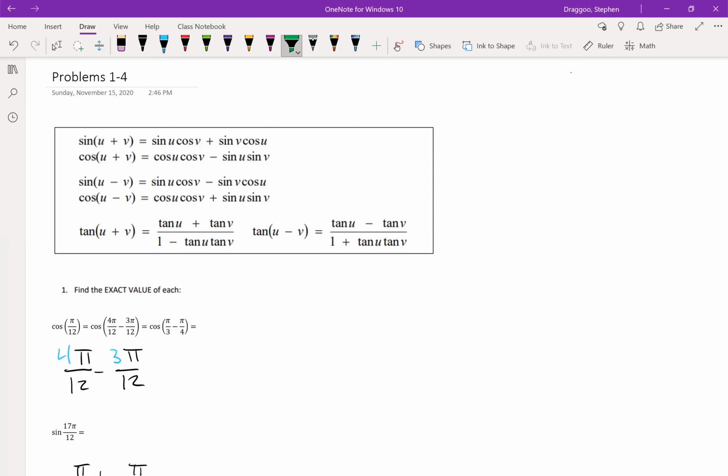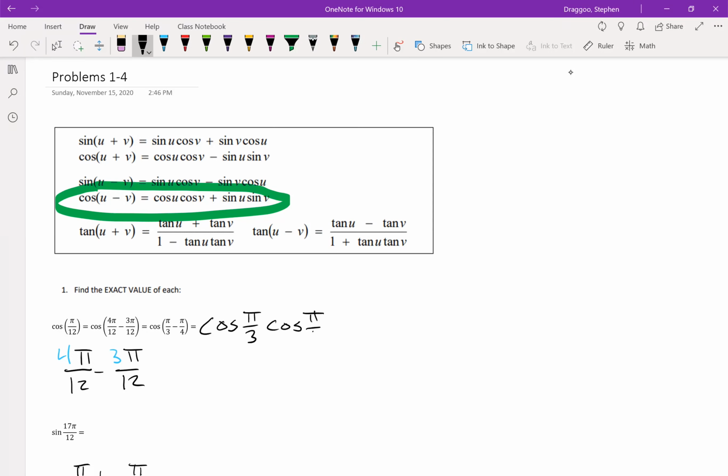So now that I can rewrite the cosine of pi over 12 as the cosine of pi over 3 minus pi over 4, I'll then use the cosine difference formula, highlighted here, to separate that expression out. So this should be the cosine of pi over 3 times the cosine of pi over 4 plus the sine of pi over 3 times the sine of pi over 4.